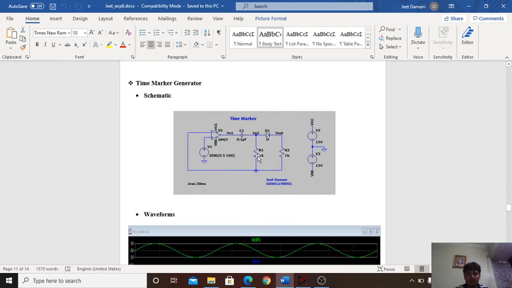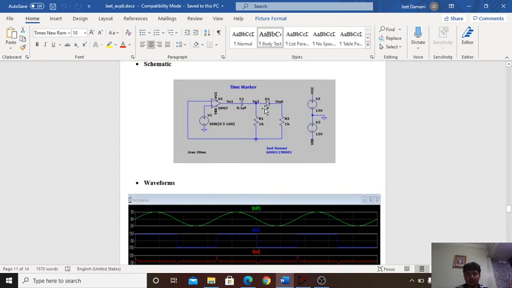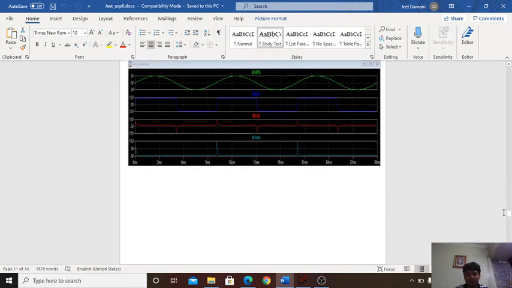Next, an application of the comparator is the time marker circuit. Here in the time marker, the first stage is a zero crossing detector, so the output will be a square wave. Then we have a differentiator circuit which will differentiate the square wave and give the spike signal, as you can see over here, positive and negative spikes. Then the diode will filter out the negative spikes and we get only the positive spikes at the output.